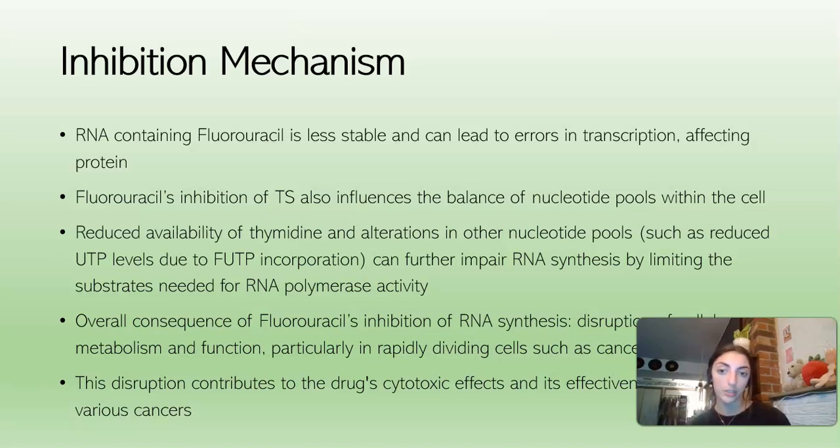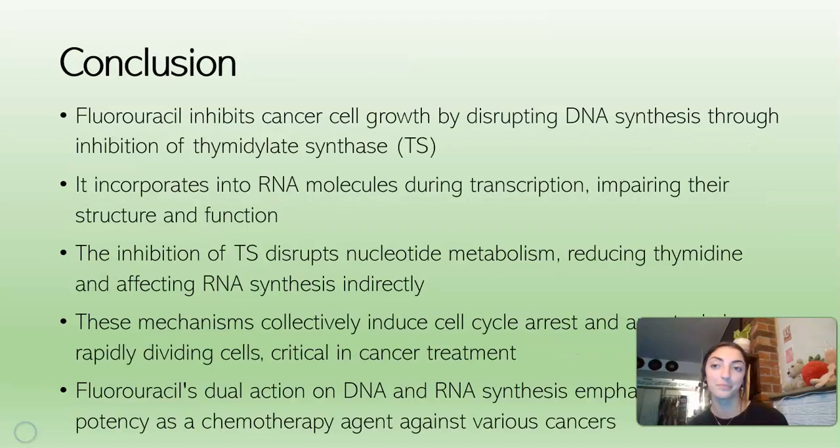Overall, the consequence of fluorouracil's inhibition of RNA synthesis is that it disrupts the cellular metabolism and function, especially in rapidly dividing cells like cancer cells. This disruption contributes to the drug's cytotoxic effects and makes it so effective in treating various cancers.